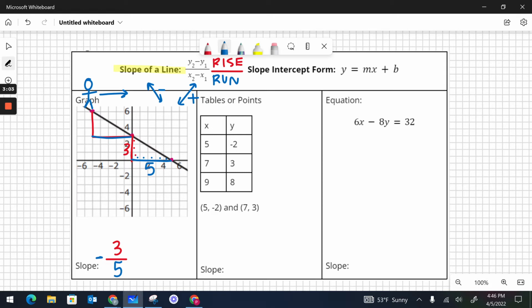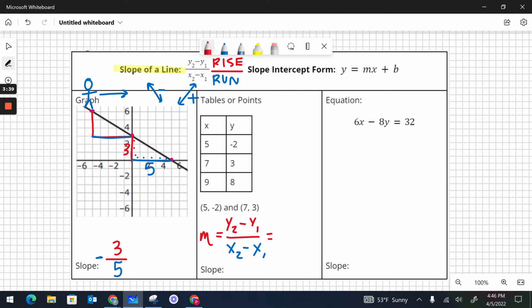Look at the table next. To find the slope from a table, or if they just give you a pair of points, we can use the formula where the slope, I'm going to use m for slope, is equal to the second y value minus the first y value over the second x value minus the first x value. This is the same thing as the change in y over the change in x.